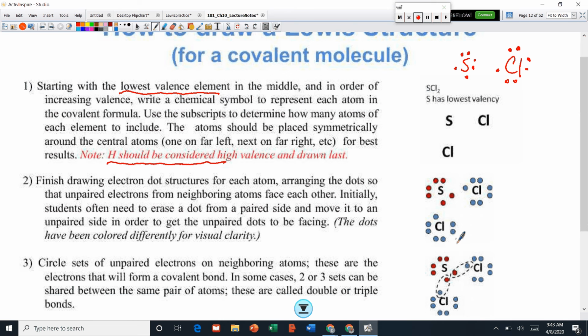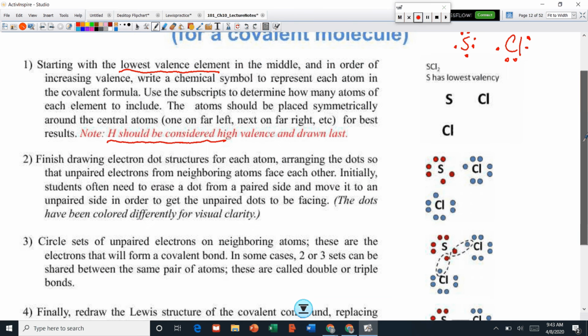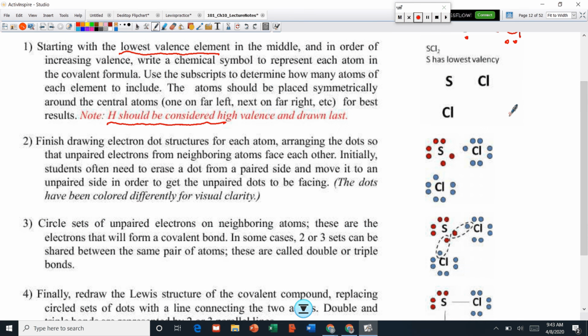You really could have drawn this either way. We could have even drawn it with sulfur in the middle and a chlorine on each side. Right now, that's not going to be the most important thing. When we get into the computer programs and the applications, you're going to see some other things happen.